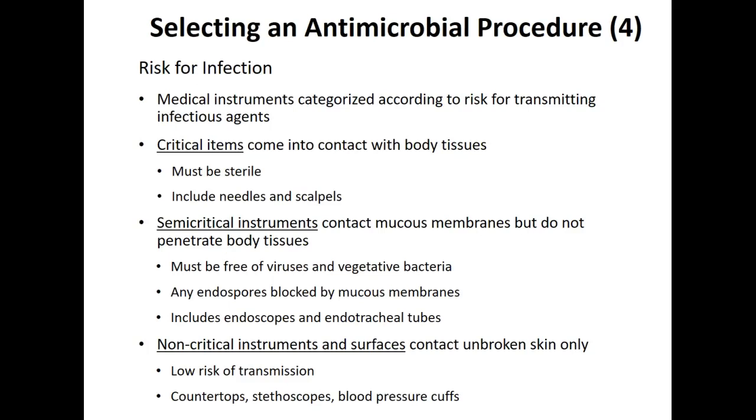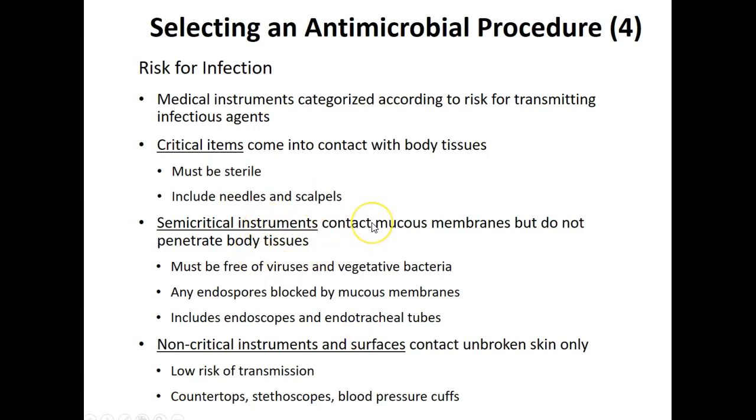Next up, we do have to consider the risk of infection. Most medical instruments fall into one of three categories: critical items, semi-critical items, and non-critical items. Critical items have to be sterile. That means they must be void of any vegetative organisms, viruses, and also endospores. This is because they're going to come in contact with human tissue. And you don't want to introduce a vegetative organism, or even an endospore, a dormant form of an organism, into human tissue where it could become vegetative again.